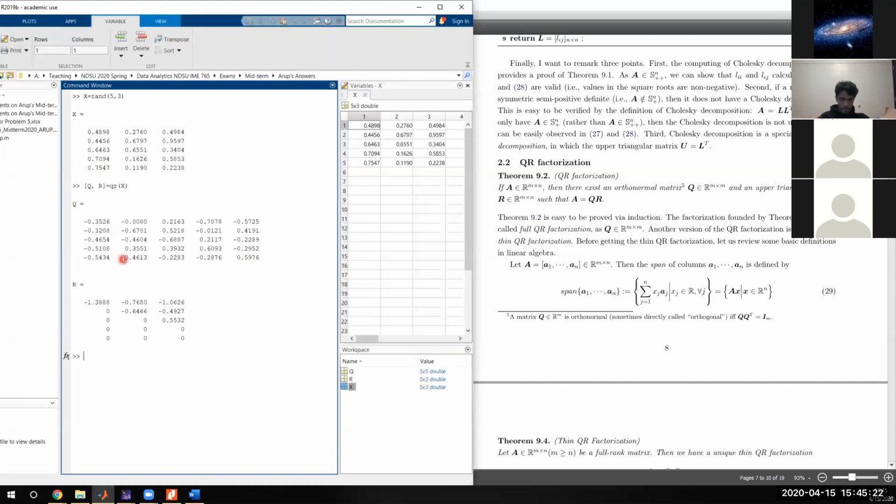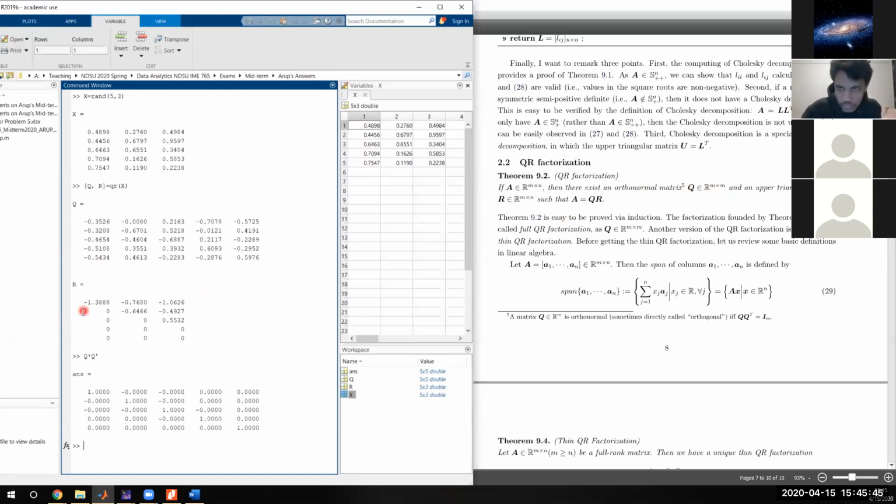See it? First of all, see the dimensions of Q. It's a 5 by 5. See it? And R is what? 5 by 3. So clear? Q is this and R is this. And the second thing is Q is orthogonal. Why is Q orthogonal? Simple. Q times Q prime, or Q prime times Q, is the identity matrix. That's why Q is orthogonal.